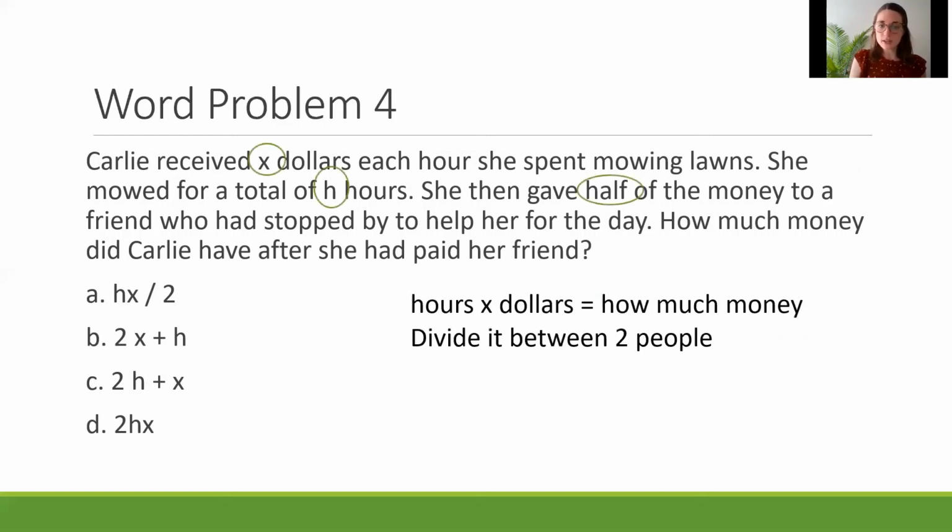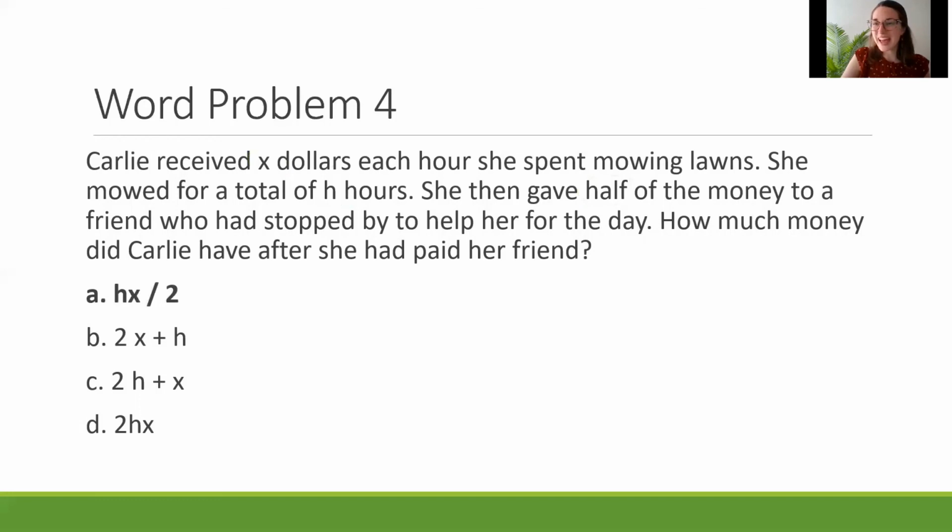So to solve this, I need to look at my variables, X and H, and I also need to know that she gave away half the money. Now, to figure this out, we just need to multiply the hours times the dollars to figure out how much money she has. And then since she gave half of it away, we need to divide it by 2 people, or divide it by 2. So if we put all of that information together, the X, the H, and the divided by 2, we come out with answer A.